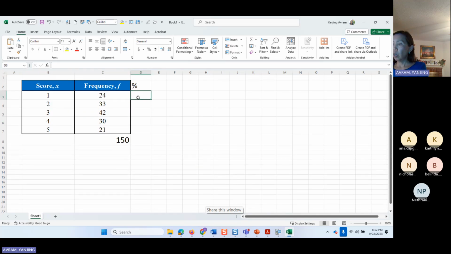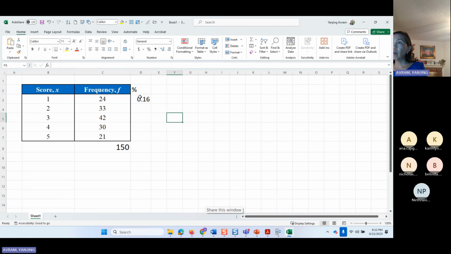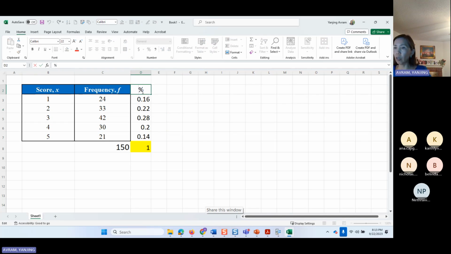All right, so 24 corresponds to how many percent? 24 divided by 150. Okay, so that is 0.16. I'll make it a little bit bigger. All right, and then we add all these together. So that is my frequency distribution. Look at that. All my table adds up together. This total should be equal to 1, right? 1 is 100%, okay? So that is the percentage, or sometimes we call it probability.